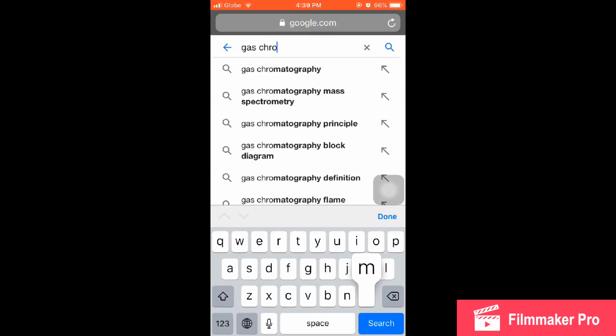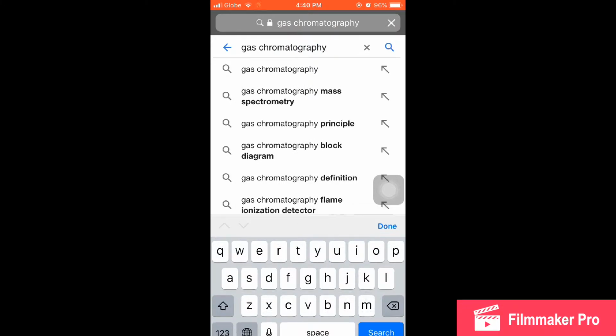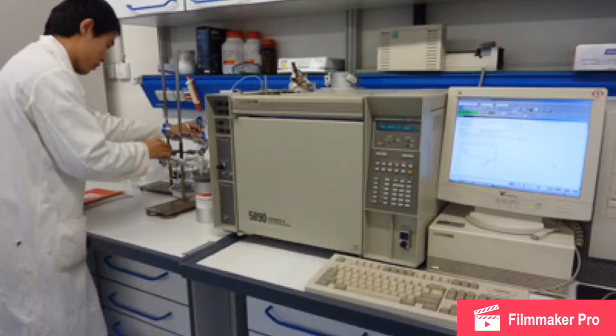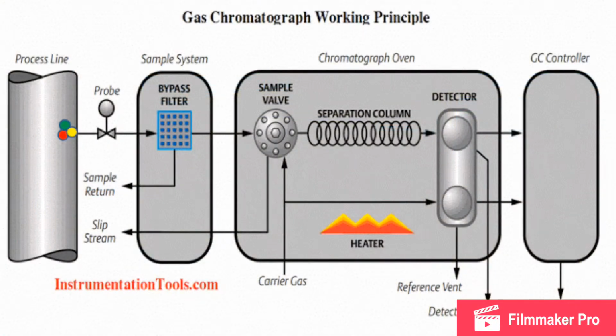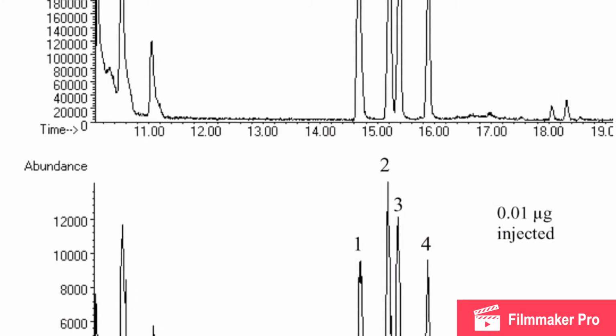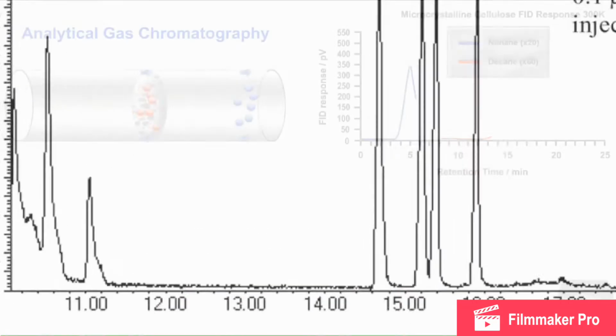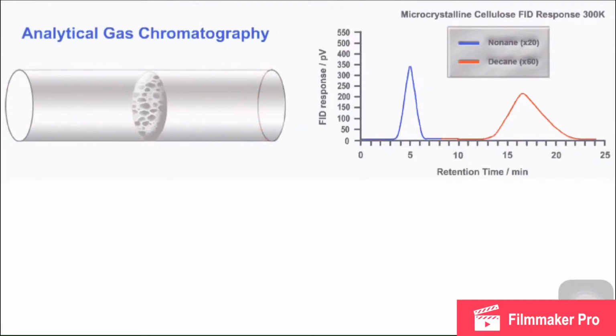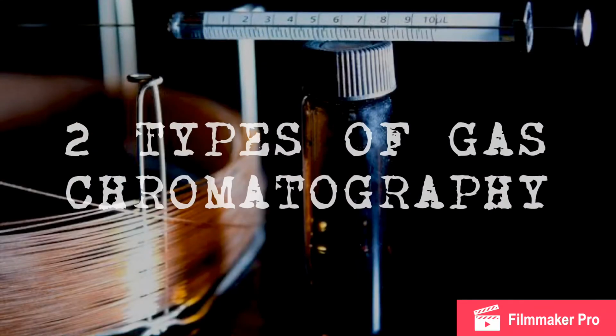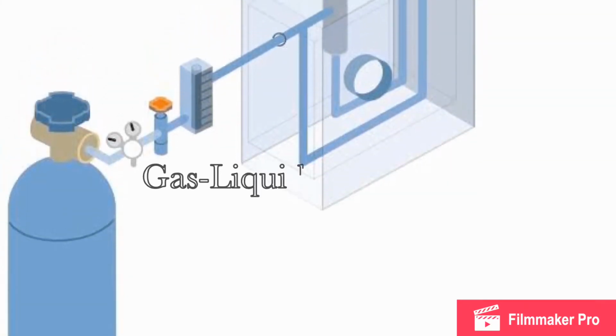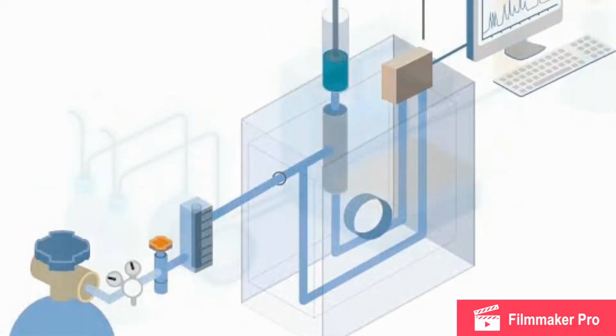So let's search Google for gas chromatography. According to ChemLibreTexts, gas chromatography is one of the most widely used techniques for qualitative and quantitative analysis. It is a common type of chromatography used in analytical chemistry for separating and analyzing compounds that can be vaporized without decomposition. There are two types of gas chromatography: gas-liquid chromatography and gas-solid chromatography.